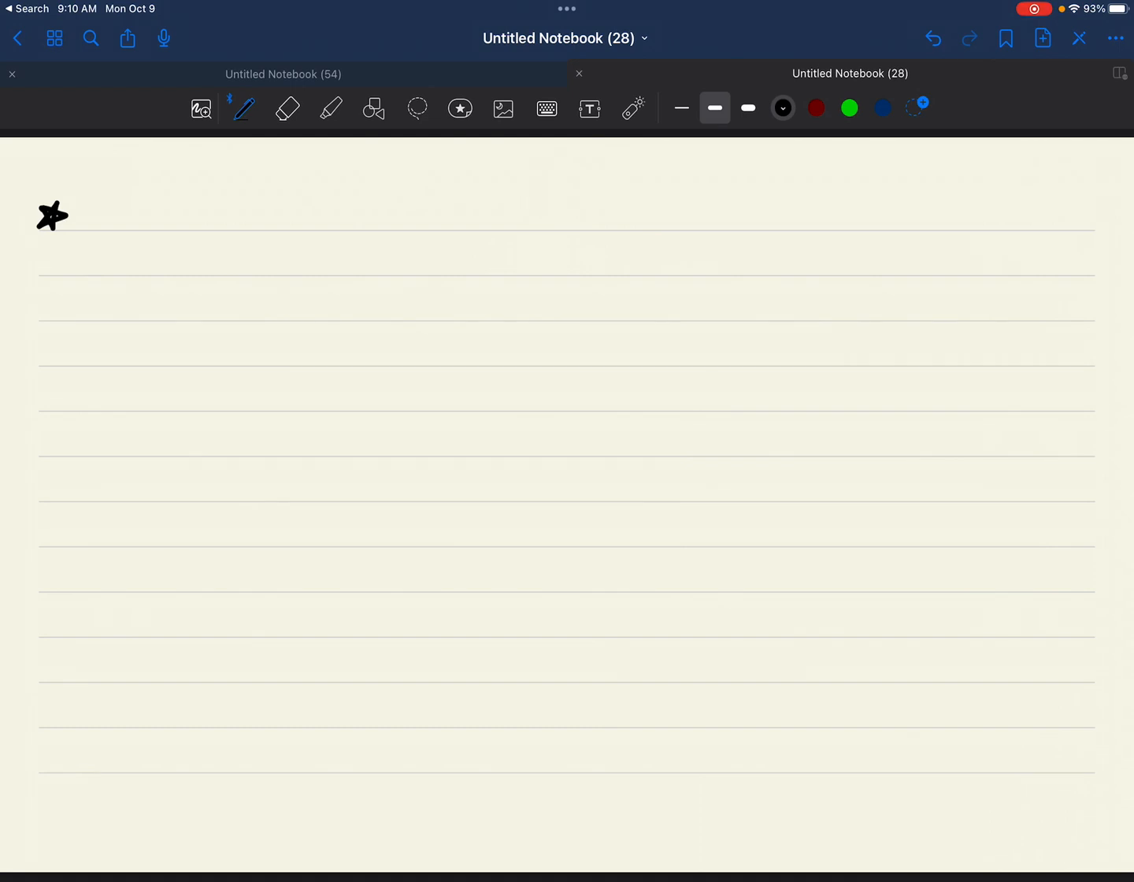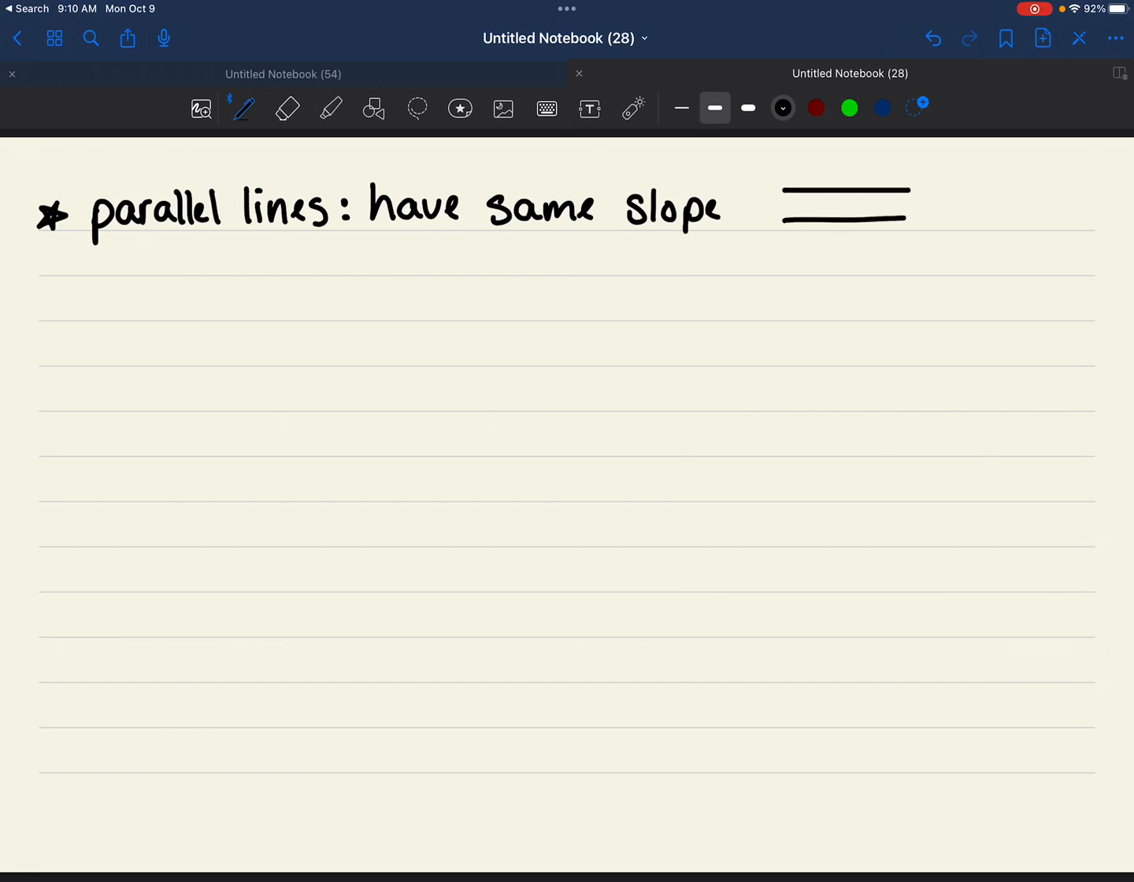Okay. Can someone tell me, if we're talking about parallel lines and referencing their slope, what would we know about the slope of two parallel lines? Yeah, they're the same thing. So we know in order for two lines to be parallel, they have to have the same slope because that's what's going to keep them from ever crossing.